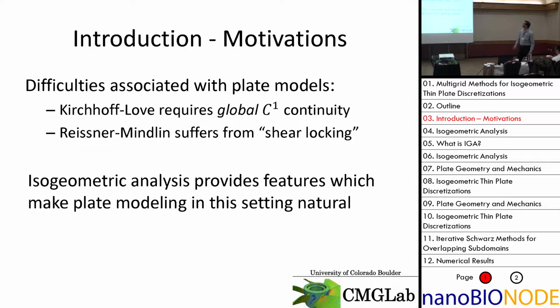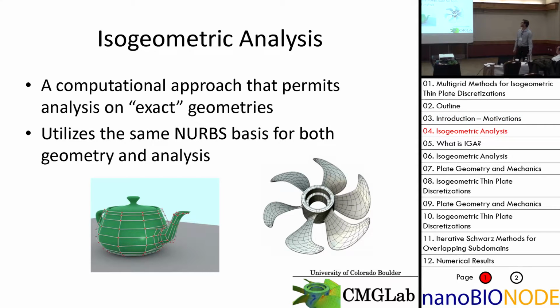So the two prevalent ones are called Kirchhoff-Love and Reissner-Mindlin. And I'll give a little more details about what those models assume. But at the end of the day, Kirchhoff-Love requires a global C1 continuous basis. And on top of that, it only is valid for very thin plates. Reissner-Mindlin works for a little bit thicker plates, but it suffers from what's called shear locking. And the focus of this talk is how we alleviate that effect of shear locking. And the reason we use isogeometric analysis is because our basis allows arbitrary continuity and differentiability, which makes all these things very natural. So what is isogeometric analysis?